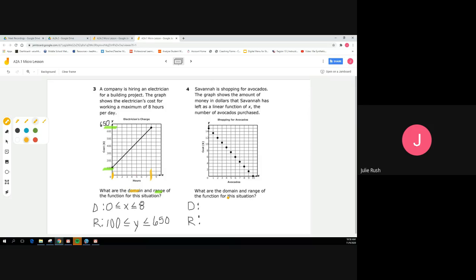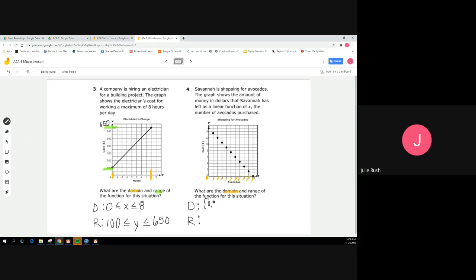So in yellow, we'll start the domain. And so for my domain, I'm going to look here on the left, and I have a point at 0. But then I don't have another point again till 1, 2, 3. So you'll notice I have individual points from 0 to 10. And so my domain will be written as a list from 0 to 10.